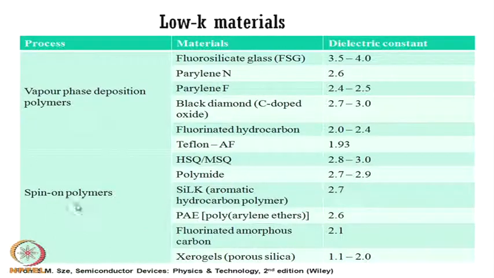Or in case of say spin on polymers, one can have HSQ, MSQ, polyimide, then SiLK aromatic hydrocarbon polymer, polyarylene ethers, those are from the Dow Chemicals, etc. Then xerogels, fluorinated amorphous carbon. So, different types of materials are obtained, and these are spin on polymers, that means using spin coating one can have this material deposited on the surface.